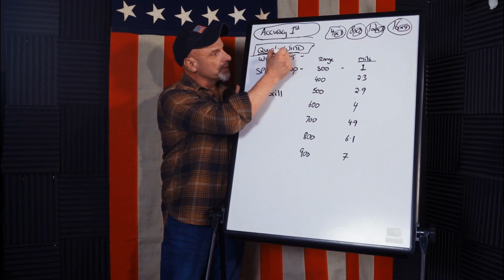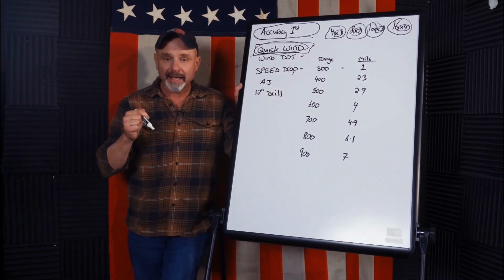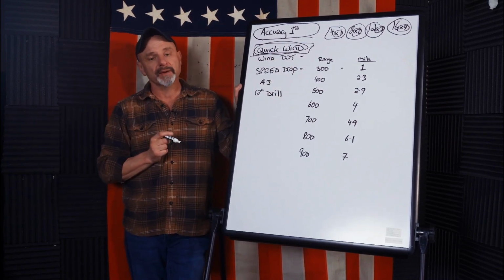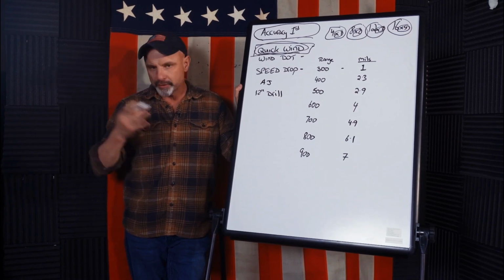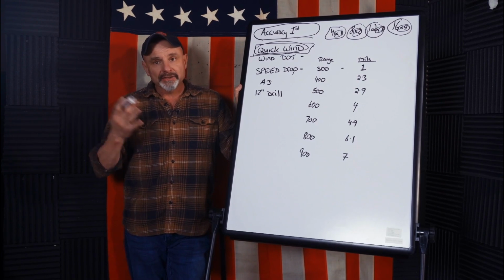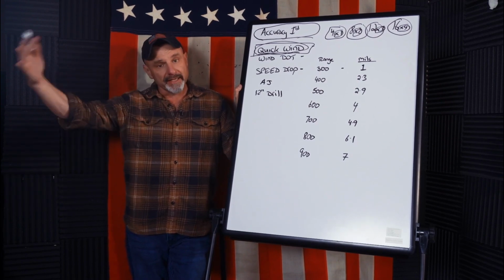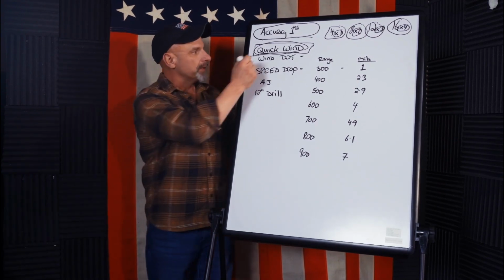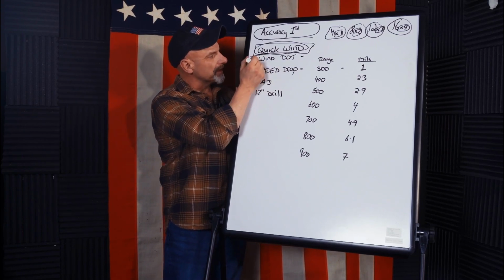Under accuracy first, you go into quick wind, hit calculate, and it will tell you what your quick wind number is. Now, if it's 4.2, just use 4. If it's 5.9, just use 6, 12, 18, 24. Okay, so that's quick wind. The next one down below that is wind dot.